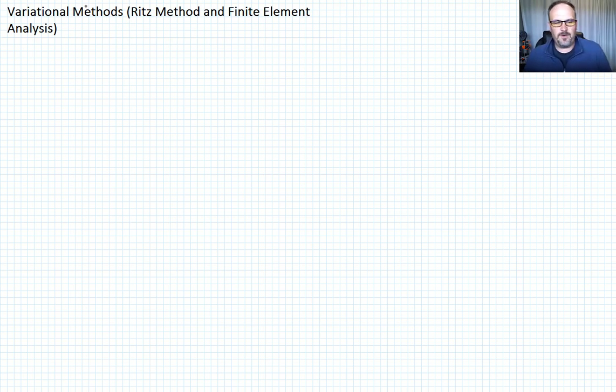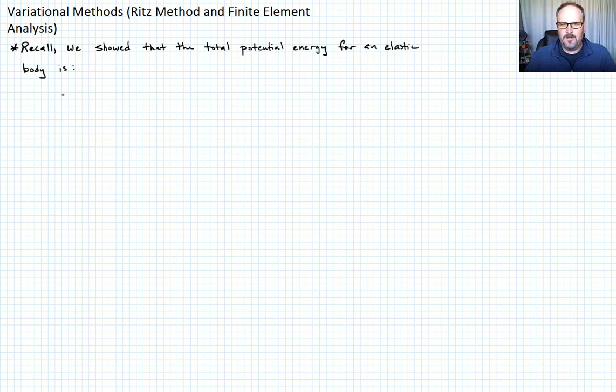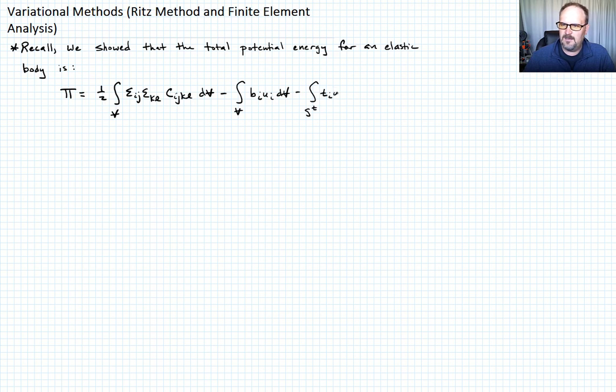So let me remind you that we'd shown that the total potential energy for an elastic body was as follows. The total potential energy pi was equal to 1/2 times the integral over the volume of epsilon ij, epsilon kl, Cijkl dV, minus the integral over the volume of Bi ui dV, minus the integral over the traction surface Ti ui dS. Okay, let's call that equation 1.